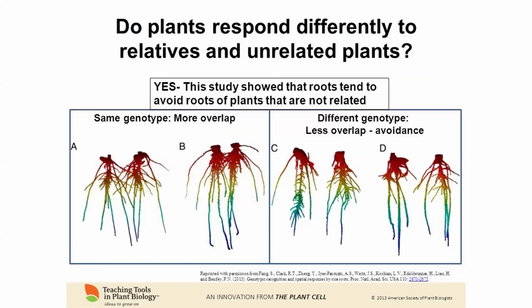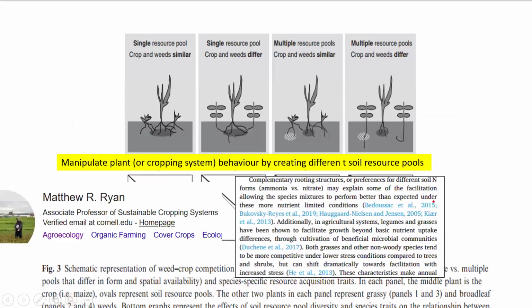And plants sometimes respond differently to varieties that are different than themselves. So here we have the same genotype or the same variety, and the plants are overlapping their roots. And here, if you're looking simply at different varieties, the plants actually avoid each other. So there's all kinds of ways that plants are kind of sensing their situation.